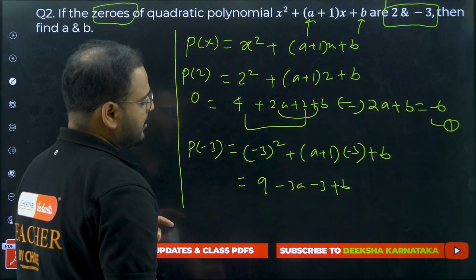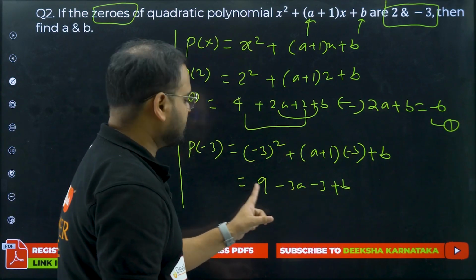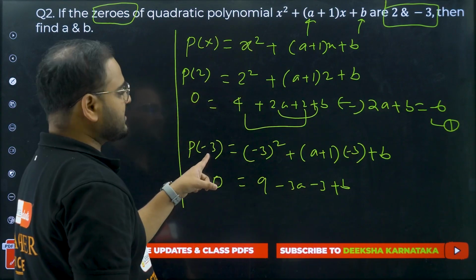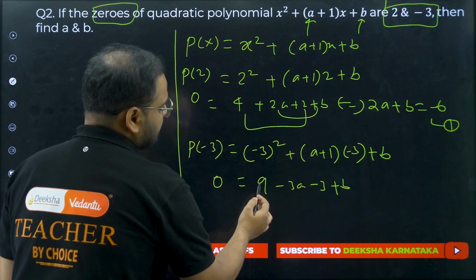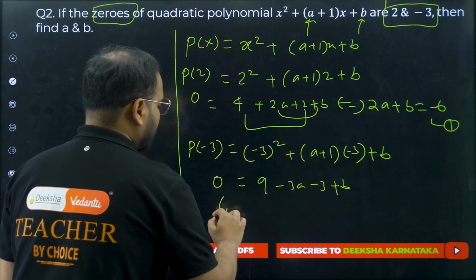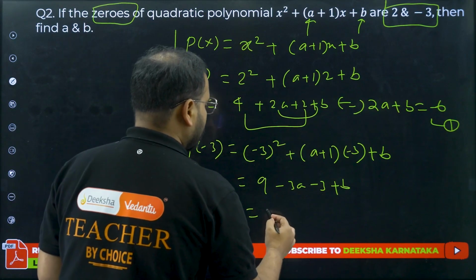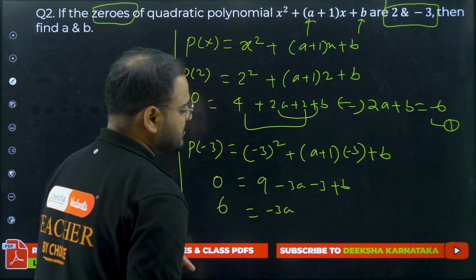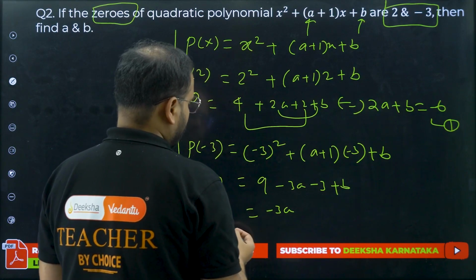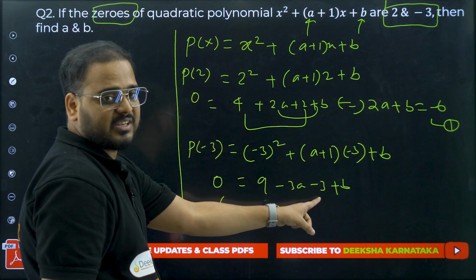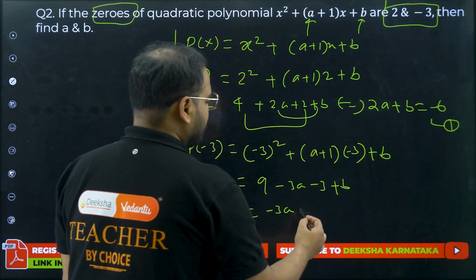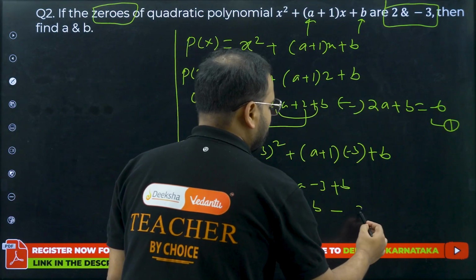If you simplify this, you're going to get what? 9 minus 3 is how much? 6. Bring it over here. This is 0, right? Because minus 3 is a zero. You get minus 6 equals to what? Minus 3a and what? Okay, this is minus 6, no? 9 minus 3 is 6. So bring it over here, minus 6. Minus 3a plus b. Equation number 2.